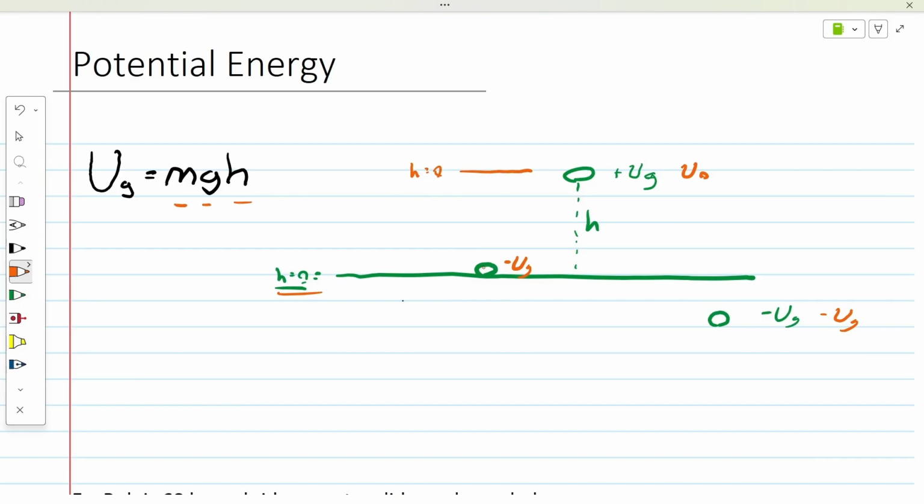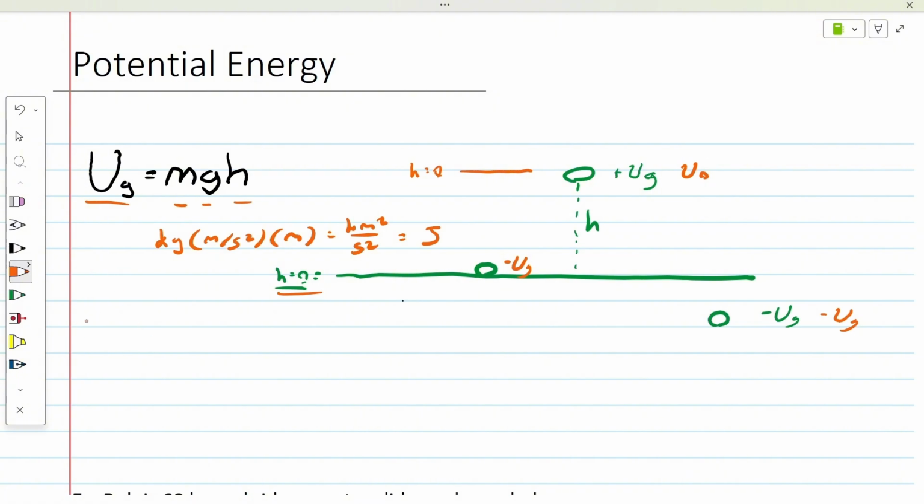And so a note on the units for potential energy, we have kilograms, and then gravity is meters per second squared times the height, which is meters. So this is kilograms meters squared per second squared, which equals a joule. So this is indeed a unit of energy, just like kinetic energy or work.